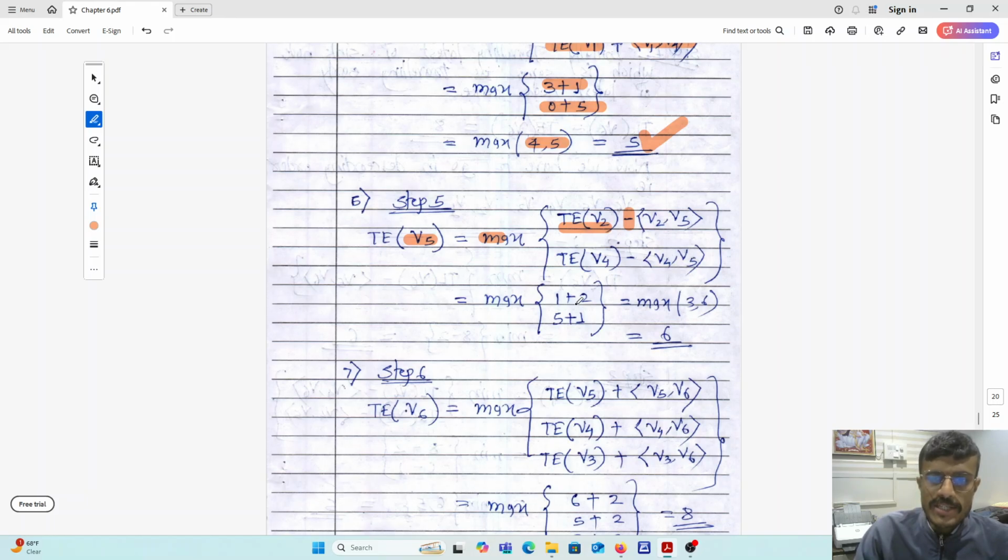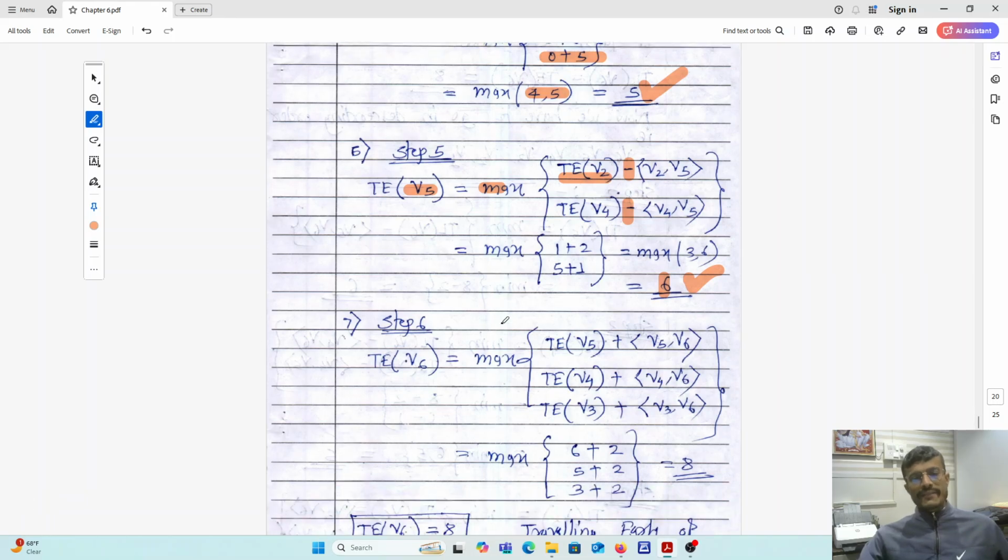So you can write here maximum of 1 plus 2, comma 5 plus 1. So maximum of 3, 6, which is equals to 6. So traveling early of V5 is equals to 6. Fine. So keep in mind once again this is a plus sign.